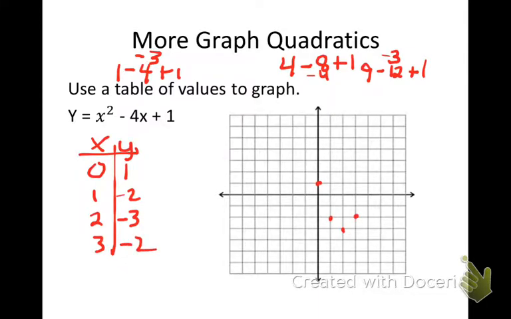So now we also know we have one opposite this right here if we want, and then we can graph it. So there we go. That would be graphing our quadratic.